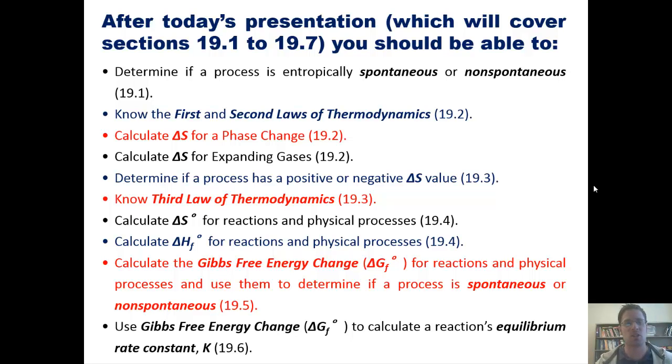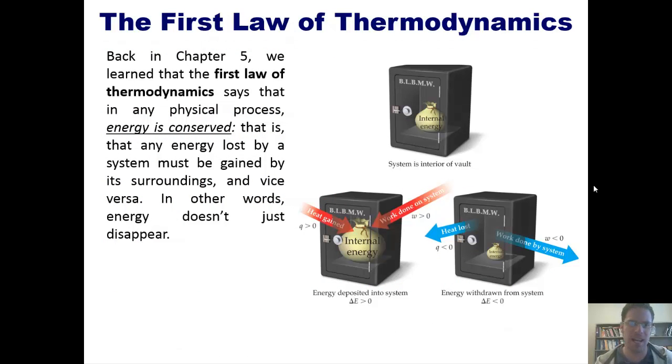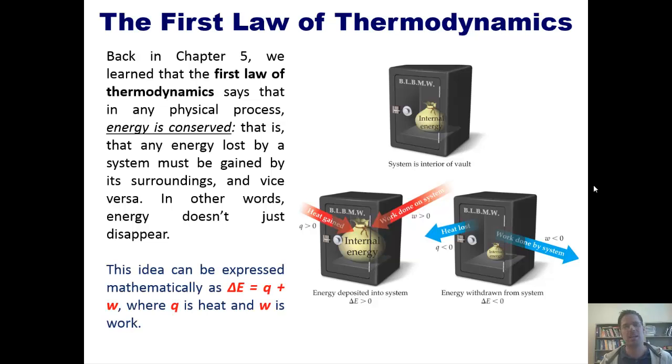That's the lineup. Let's get started, beginning with the first law of thermodynamics. Back in Chapter 5, to which I'll link here, we learned that the first law of thermodynamics says that in any physical process, energy is conserved. That is, any energy lost by a system must be gained by its surroundings and vice versa. In other words, energy doesn't just simply disappear. This idea can be expressed mathematically as delta E, the change in energy, is equal to Q plus W, where Q is heat and W is work.